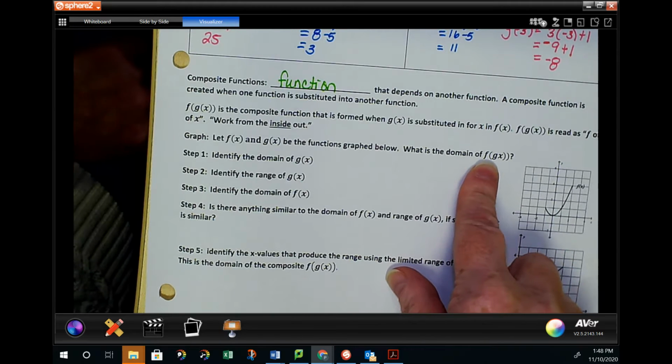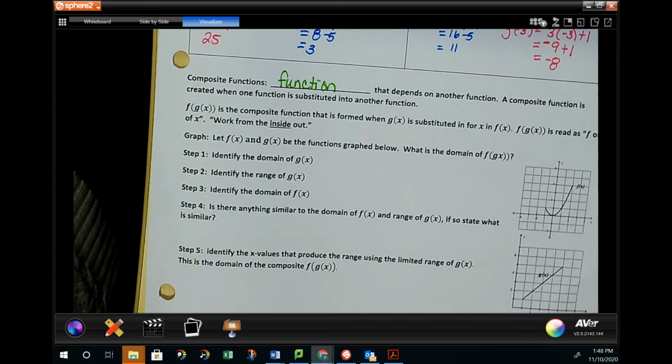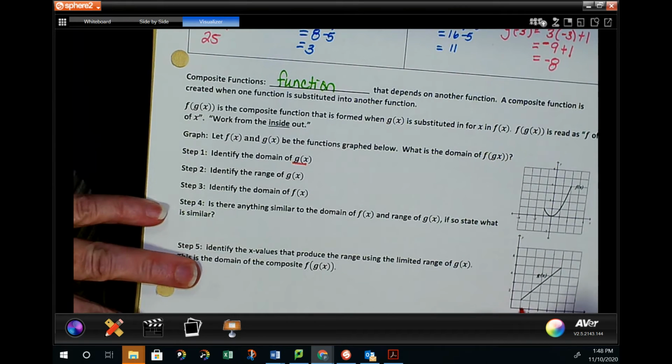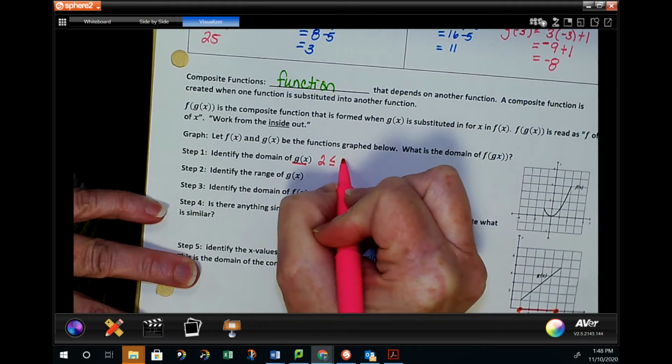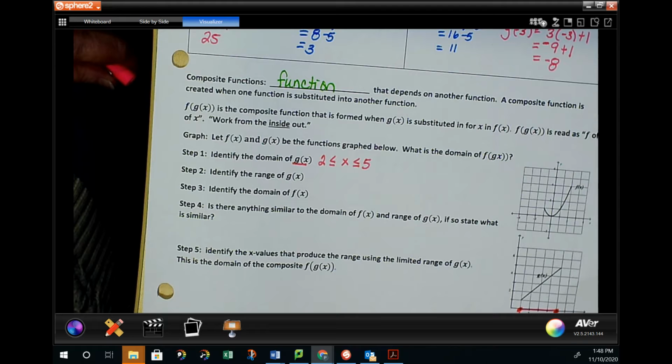So when you're looking at the domain, you have to find the domain. First, we're going to look at the domain, and this says that I'm going to look at function g. So here's my function g, and the domain is that x value. So my domain goes from 2 to 5. That's my domain of function g.